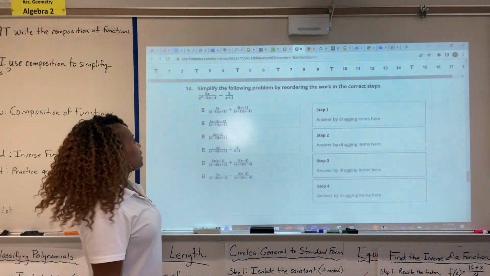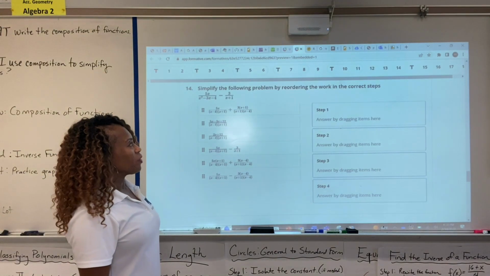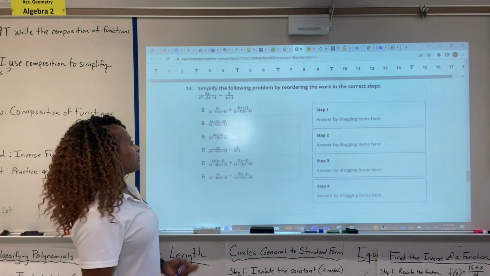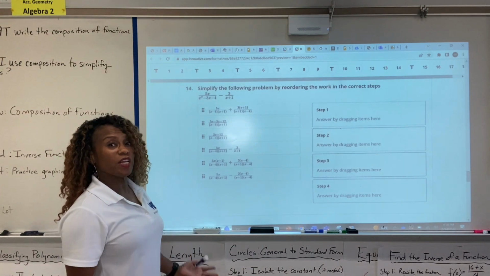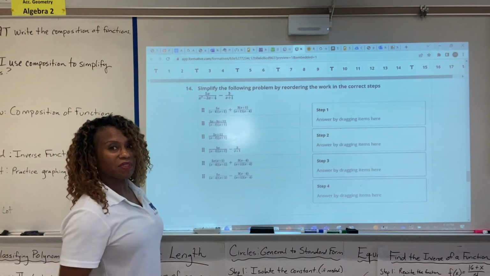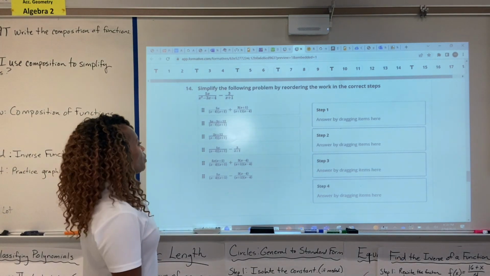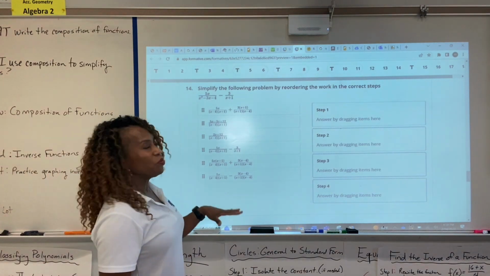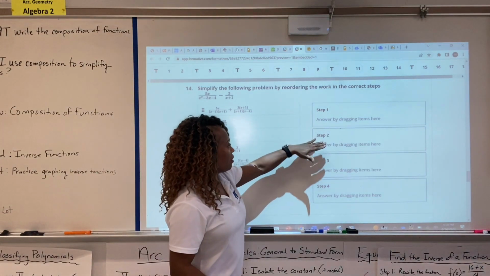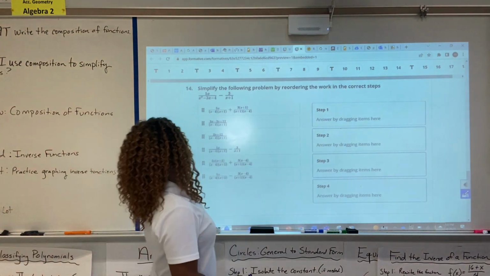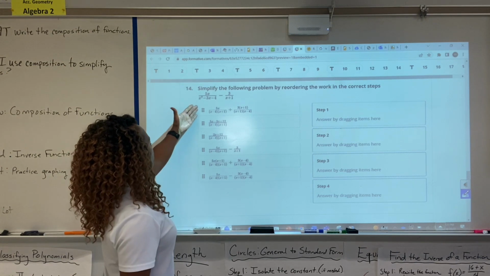Problem number 14, it asks us to simplify by reordering the work in the correct steps. I think the easiest way to do this is just start working it out as if we didn't even have the steps, and then we can compare and see which steps were correct and which one needs to be reordered. And of course, when you do this actual assignment, you're gonna drag the steps into place here. All right, so let's start working this problem out.